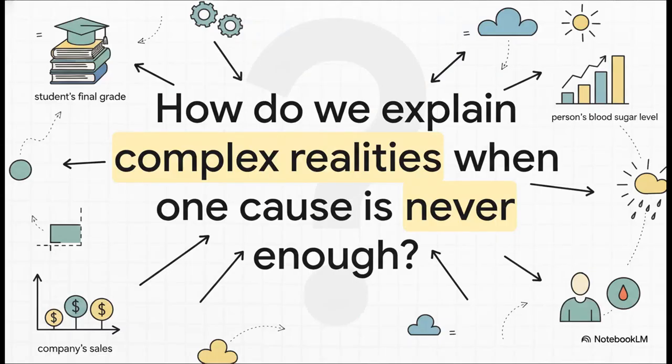All right, let's start with a really basic question. Just think about, well, pretty much anything in the real world. What causes a student's final grade to be what it is? Or what drives a company's sales? It's never, ever just one thing, is it? The world is just way more complicated than that.